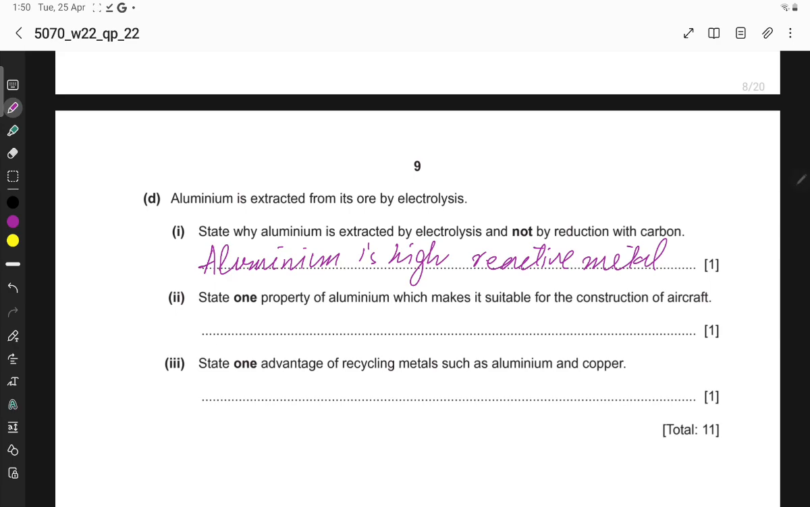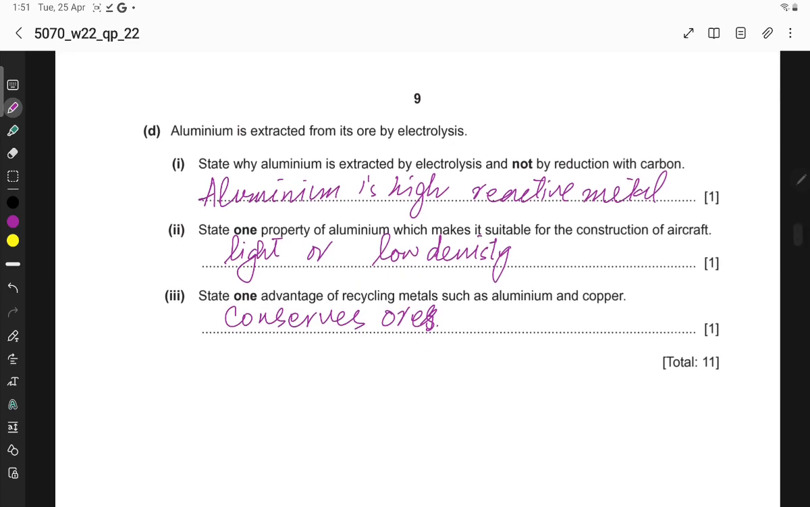State one property of aluminium which makes it suitable for the construction of aircraft: light or low density. You can write down one. State one advantage of recycling metals such as aluminium and copper: conserves resources, or saves resources. You can write down one.